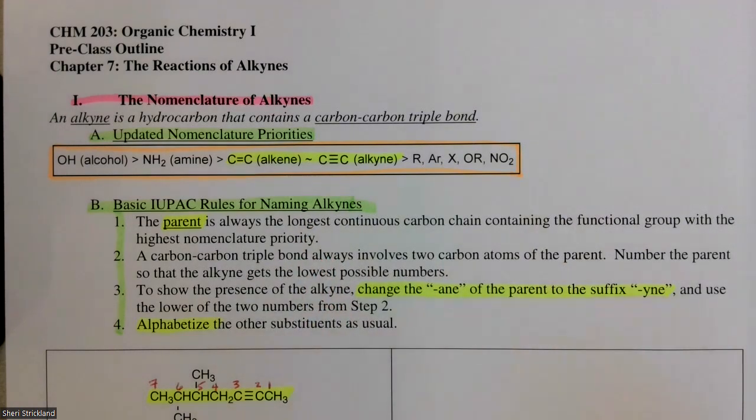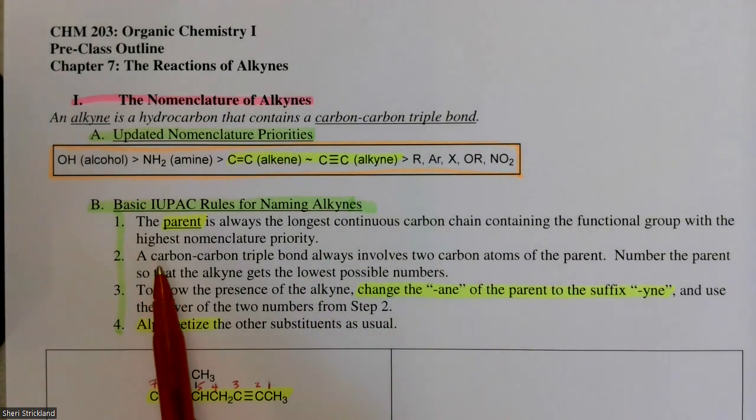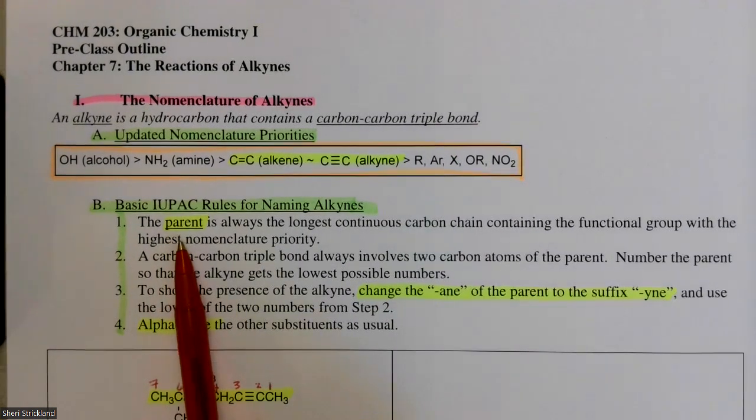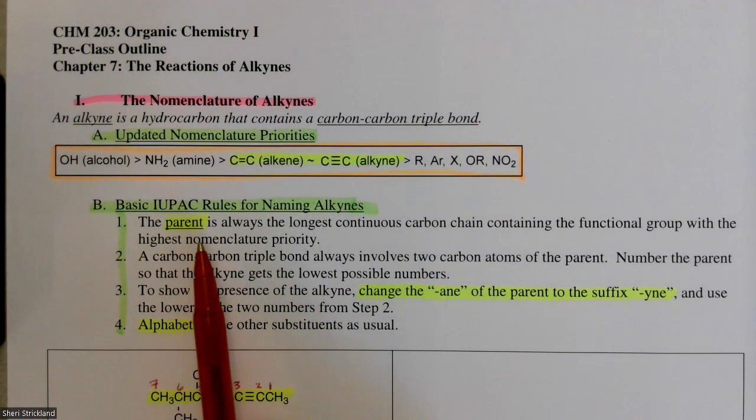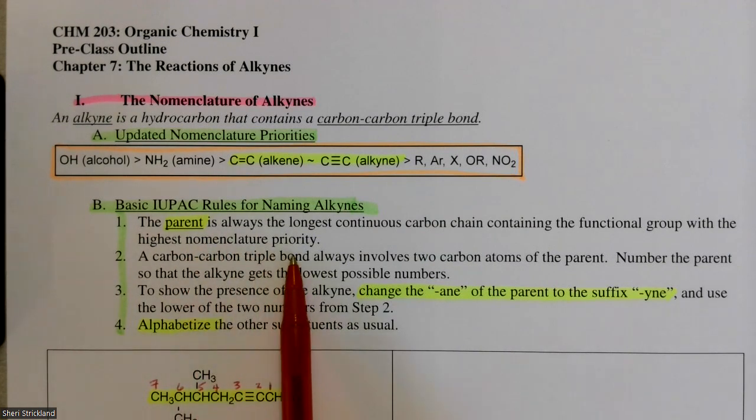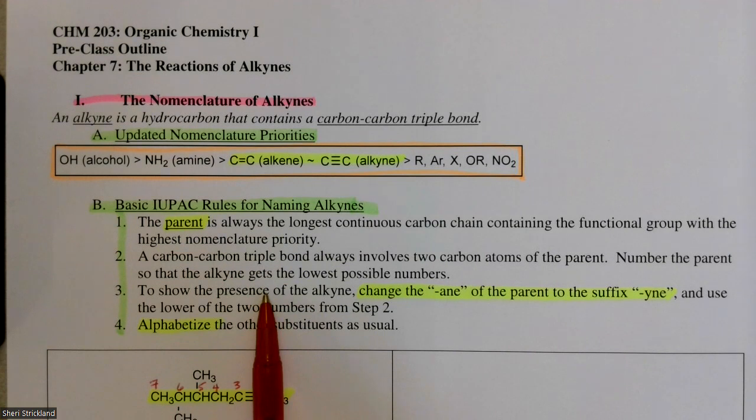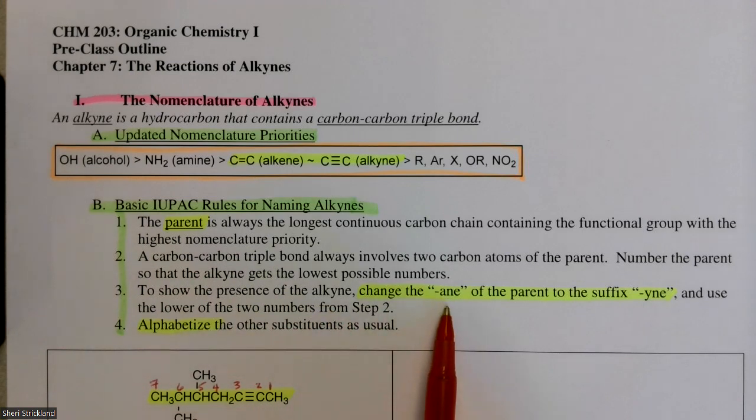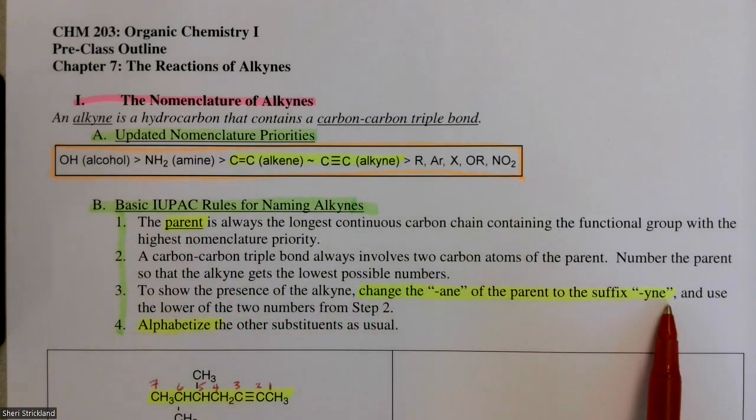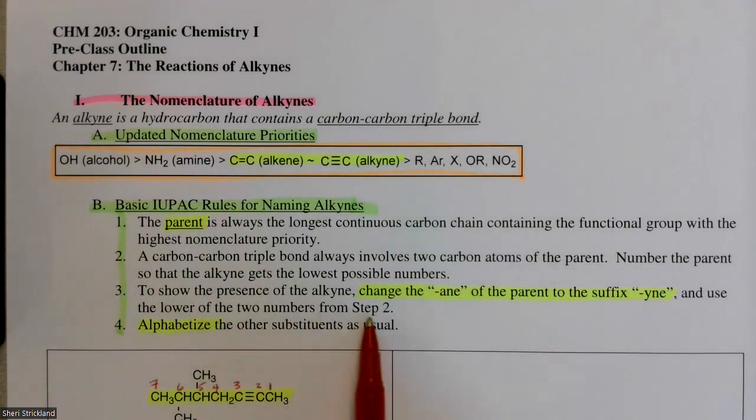And so the basic rules for naming alkynes are very much like what you remember from naming other things. You have to identify the parent, which is the longest continuous carbon chain containing the functional group with the highest nomenclature priority. A carbon-carbon triple bond always involves two carbons of the parent. You're going to number the parent so that the alkyne gets the lowest possible numbers. To show its presence in the name, you're going to change the ending ane to yne, which is pronounced "ine," and use the lower of the two numbers that you got up here. And then alphabetize the other substituents just like you normally do.